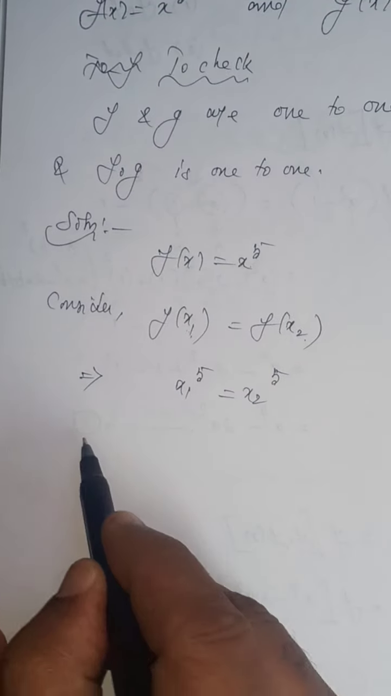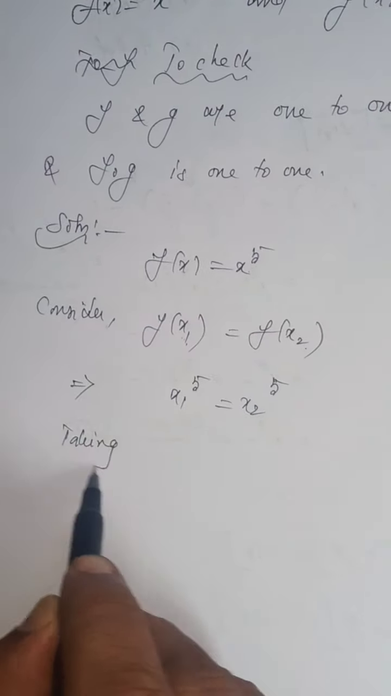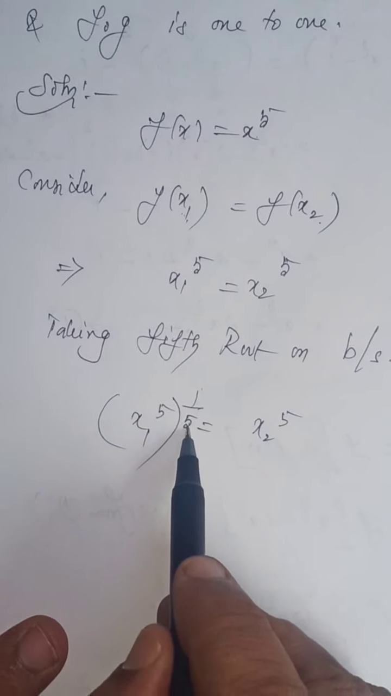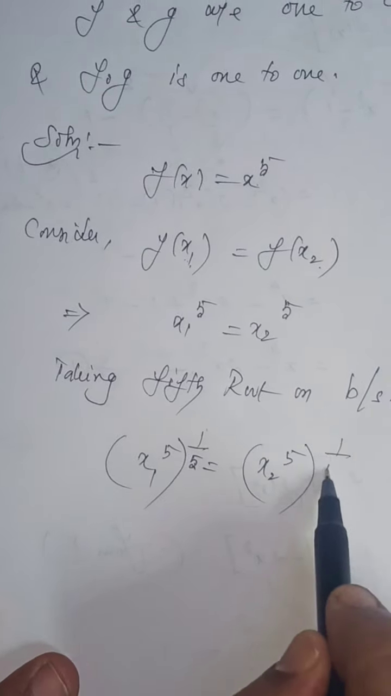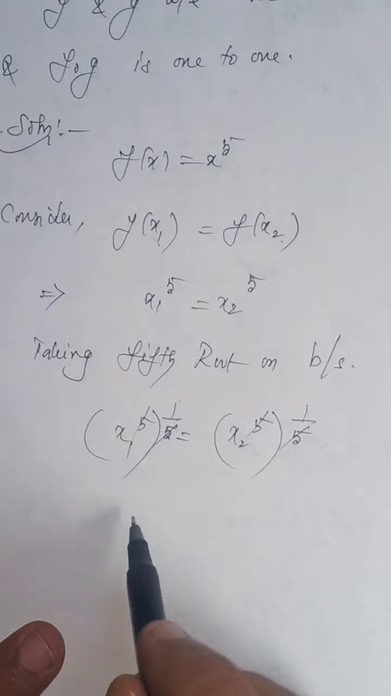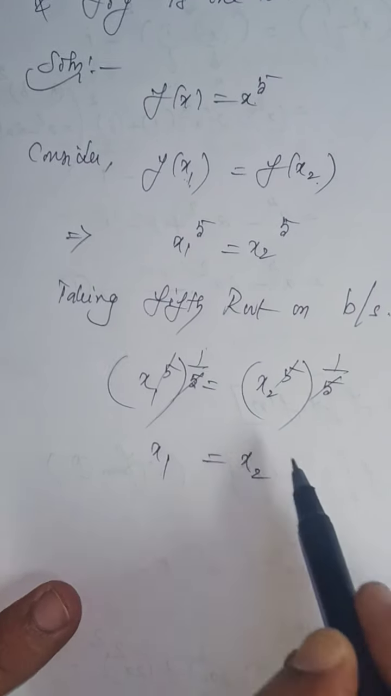For eliminating that 5, taking fifth root on both sides, x1 power 5, x2 power 5. Taking fifth root means you have to write 1 by 5 in the power. If it's a square root, you write 1 by 2 in the power, cube root 1 by 3, and fifth root is 1 by 5. Here also 1 by 5. So what is it called? Fifth root. 5 gets cancelled. So we have x1 and x2.